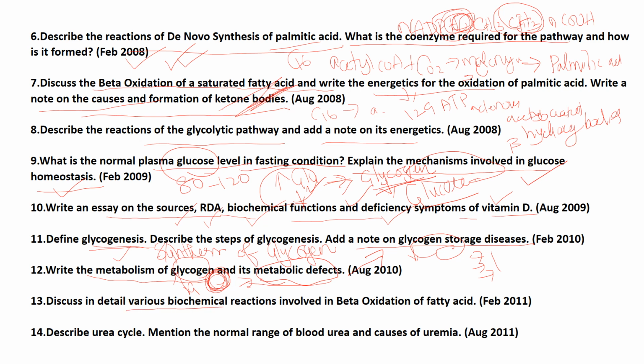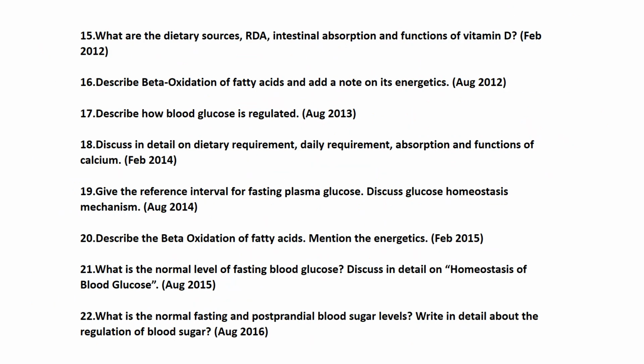Okay, next, detail the various biochemical reactions involved in the beta oxidation of fatty acids. Again, the same question is repeated here. And the next question is describe the urea cycle. The urea cycle has a specific pathway, so you have to write the urea cycle and mention the normal blood urea and causes of uremia. Direct questions, you read as such and then write it again.